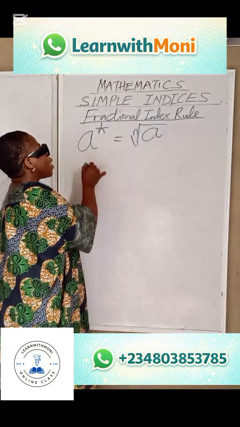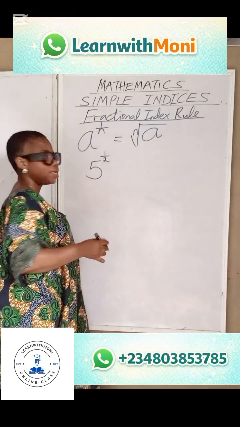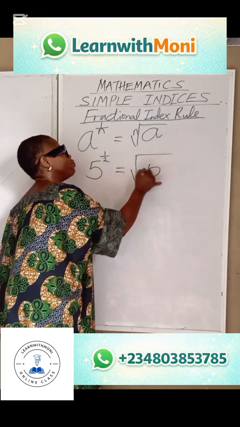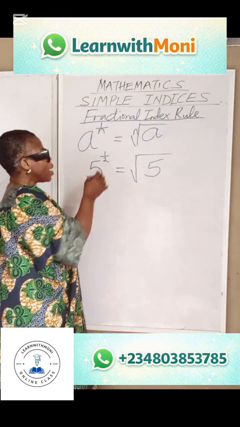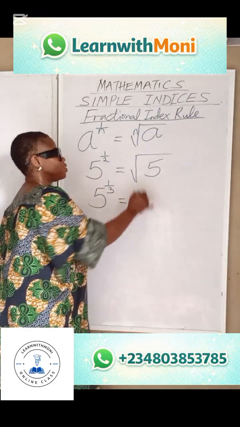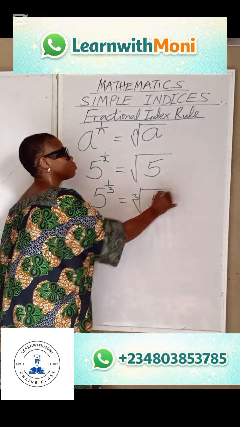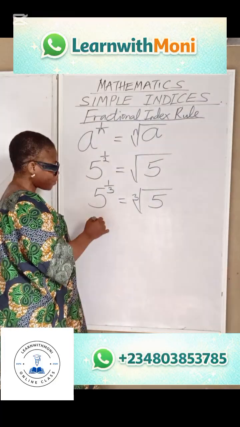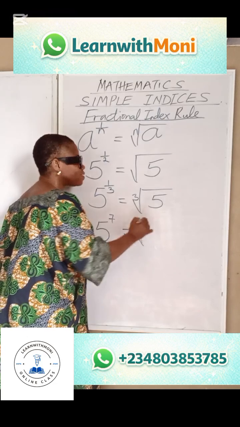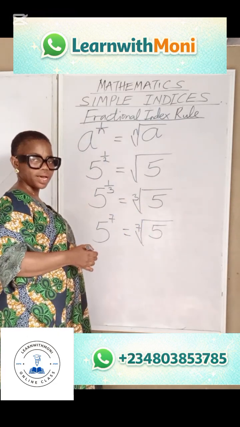Look at this. When I have 5 raised by 1 over 2, this means the square root of 5. When I have 5 raised by 1 over 3, that means the cube root of 5. When I have 5 raised power 1 over 7, this means the 7th root of 5. That is what I have.